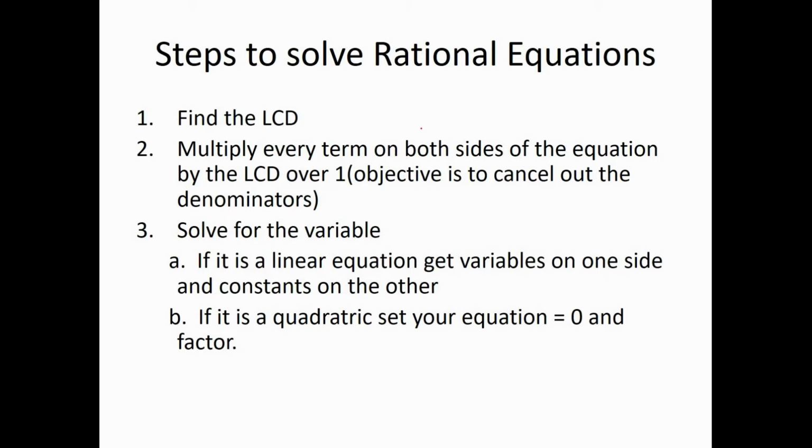First is to find the least common denominator, which is commonly, kung ano yung denominator ng rational expression, yun na ang least common denominator. Number 2, we're going to multiply every term on both sides of the equation by the least common denominator over 1. So the objective is to cancel out the denominators. And number 3, you have to solve for the variable.